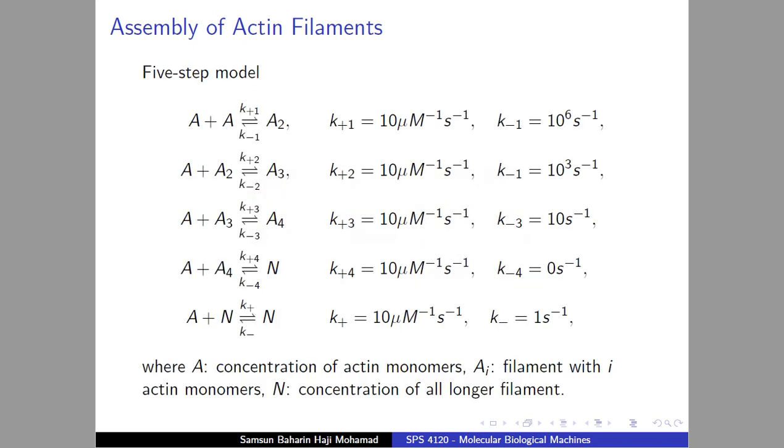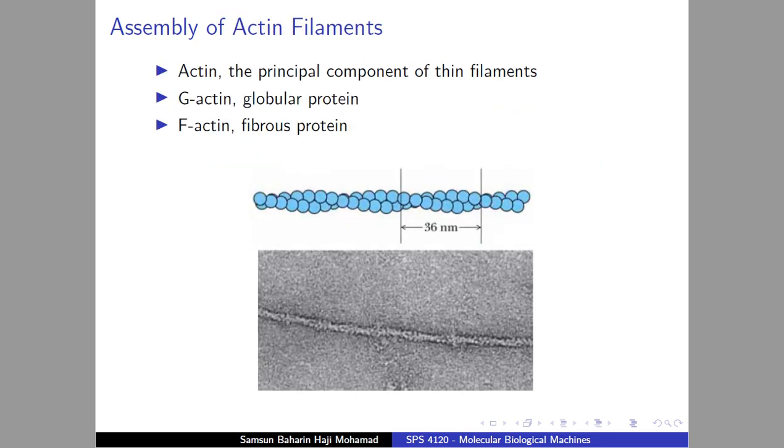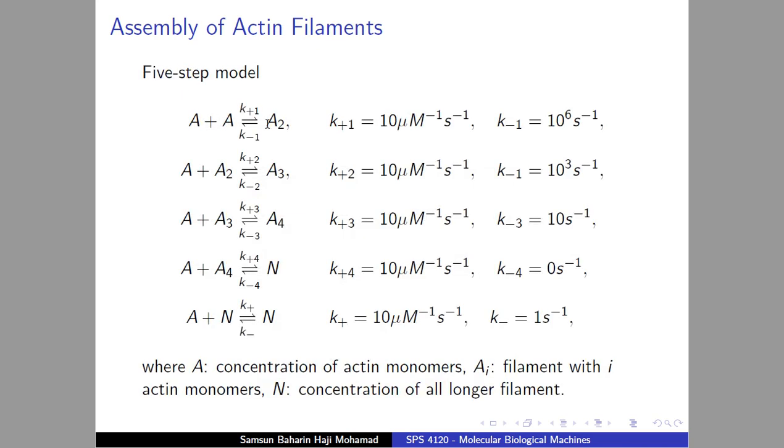Here again is the reaction or the model. So we have GMP, this one. GMP plus GMP becomes microtubule. So this GMP is attached to microtubule and becomes the second microtubule again and again and again. So it becomes longer and longer and longer.